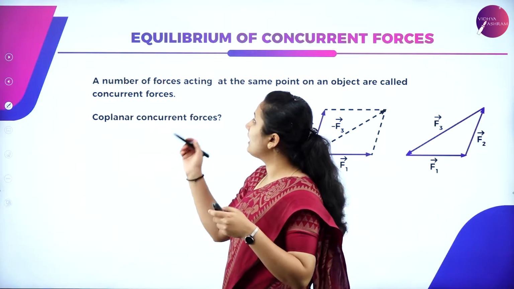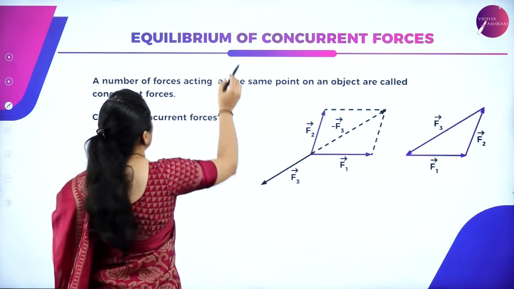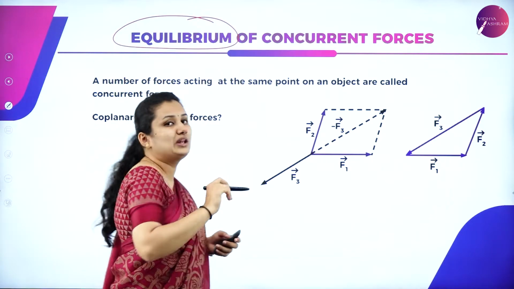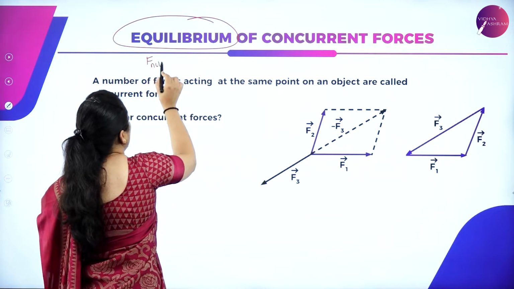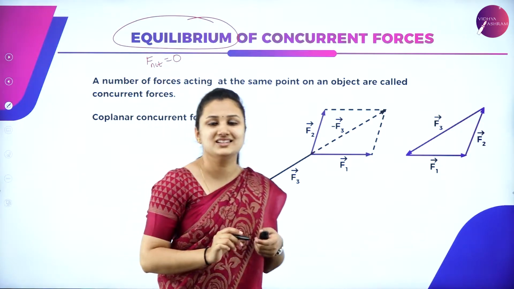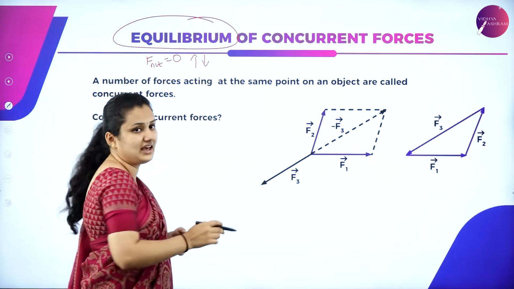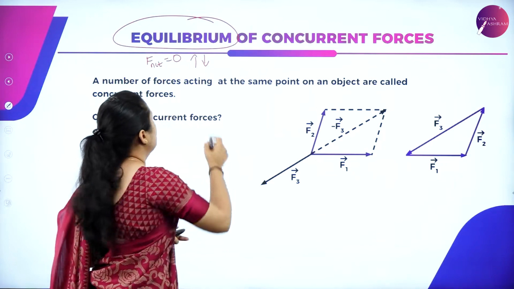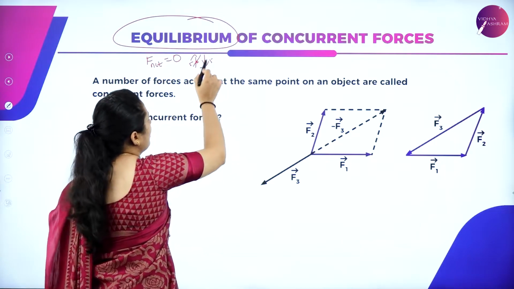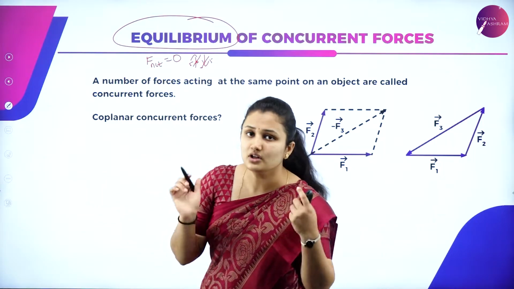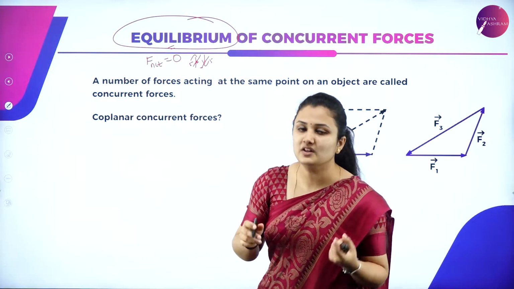Next you have equilibrium of concurrent forces. What do you mean by the term equilibrium? It is nothing but the net external force acting on the system being equal to 0. Suppose you have two bodies moving with some force in opposite directions. Force is a vector quantity. They'll have the same magnitude but opposite direction, so they'll cancel off. The net force of the system will be equal to 0. If the net force is equal to 0, we say it is in equilibrium state.